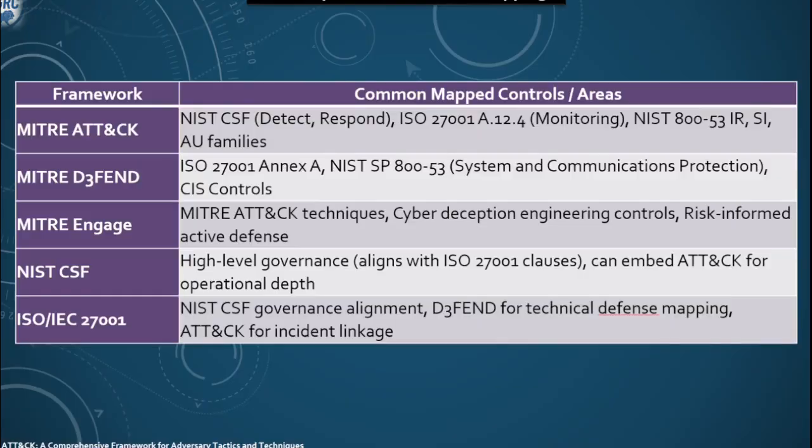From a framework mapping perspective, MITRE ATT&CK is generally mapped with NIST CSF detect and respond, ISO 27001, NIST, and so on. MITRE D3FEND maps to ISO 27001, NIST SP 800, and CIS controls. Engage has a common mapping with MITRE ATT&CK, cyber deception, engineering control, and risk-informed active defense. NIST CSF is about high-level governance, generally mapped with ISO 27001, and can embed ATT&CK for operational depth. ISO 27001 is generally mapped to NIST CSF, D3FEND for technical defense mapping, and ATT&CK for incident linkage. So this is how these different families of frameworks come together to bring value to the organization.